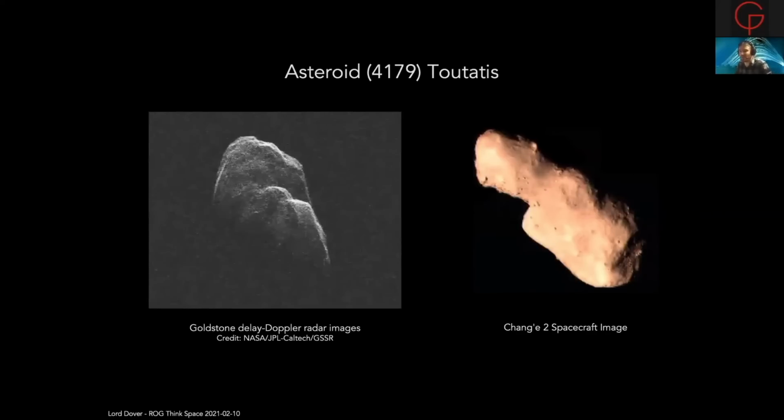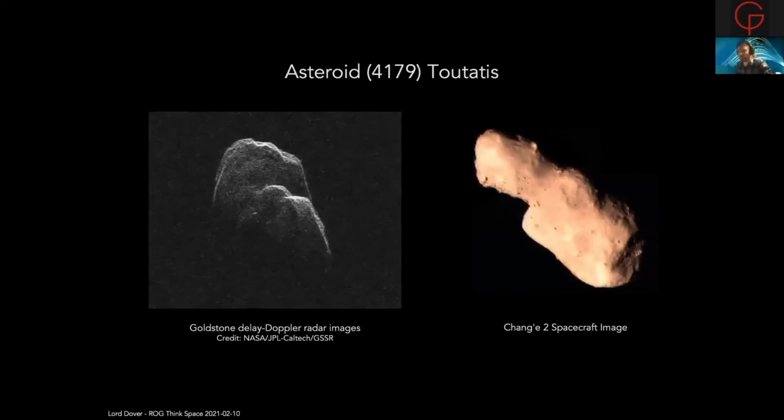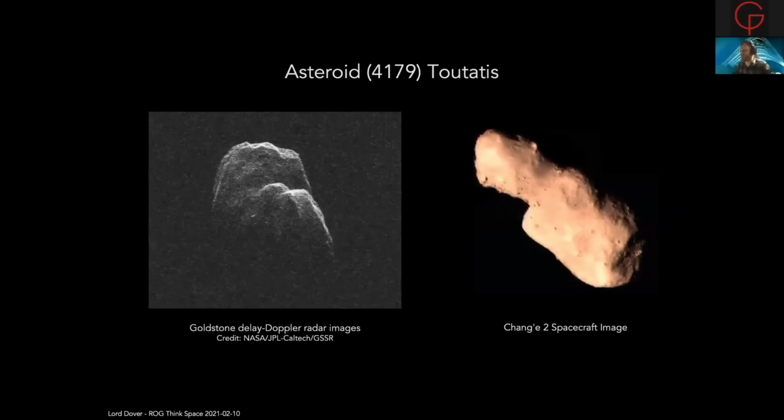It still amazes me that while a conventional telescope just sees a point of light in the sky, with radar we can see individual boulders on an asteroid that's millions of miles away.